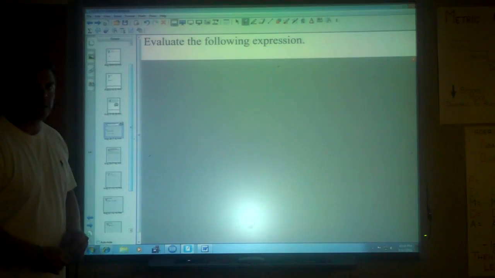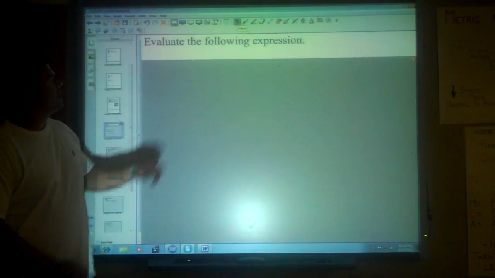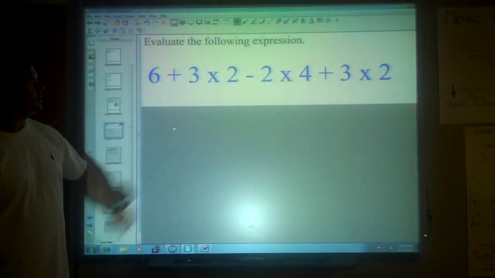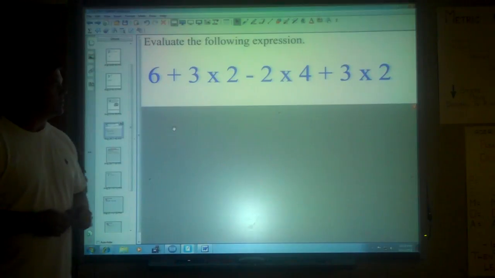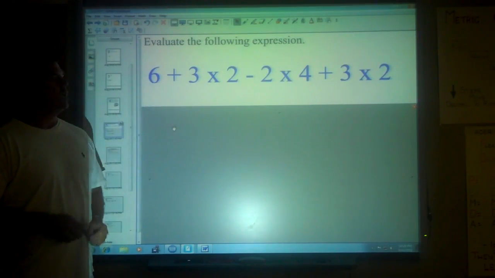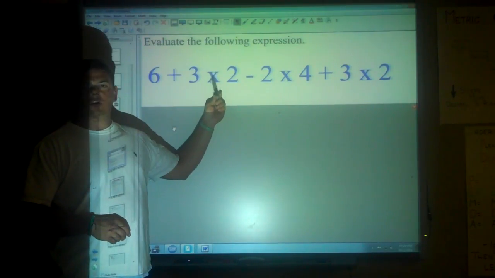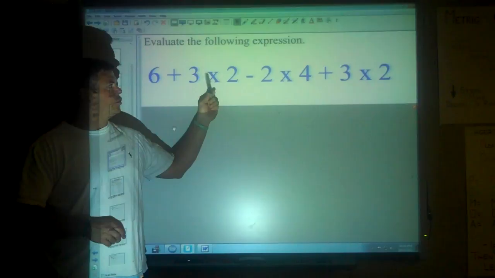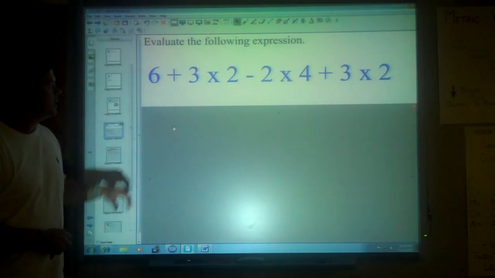Intro Algebra Lesson 1-3A. Take a moment and evaluate the following expression: 6 plus 3 times 2 minus 2 times 4 plus 3 times 2. I know that we are not going to use this symbol for multiplication, as it is too easily confused with the variable x, but in this case I wanted to make sure it would stand out for everybody.